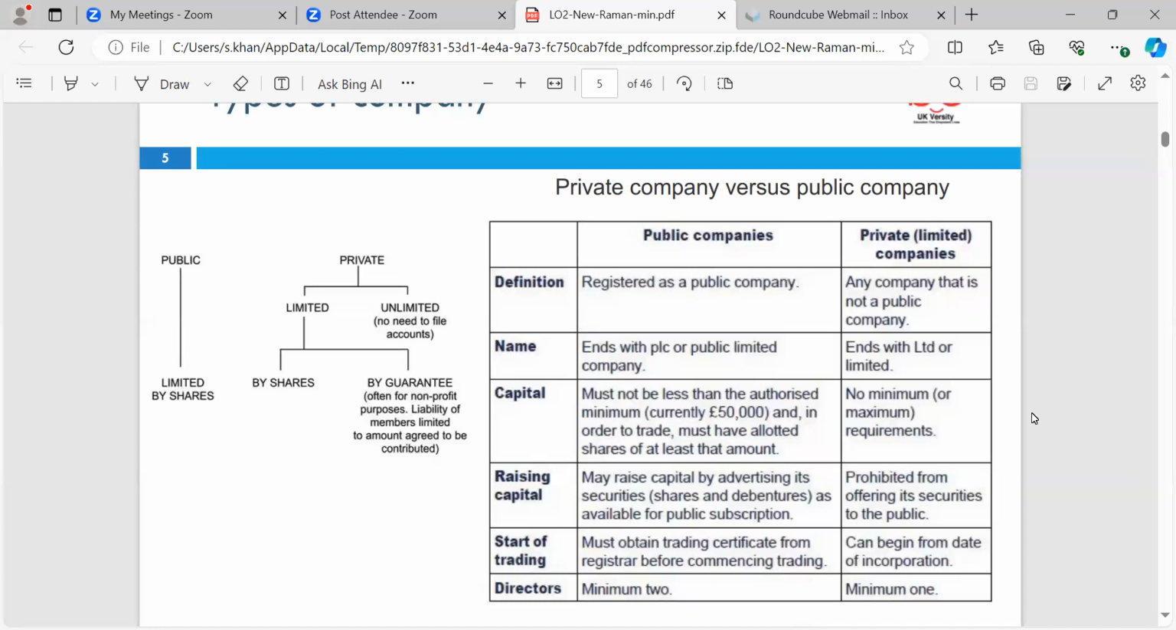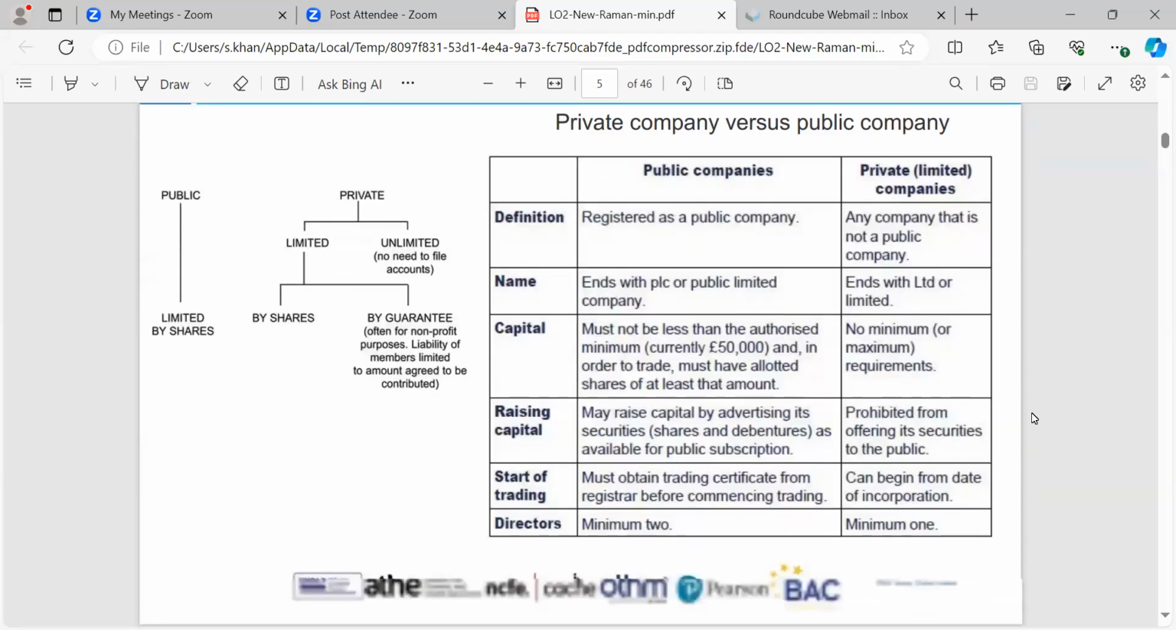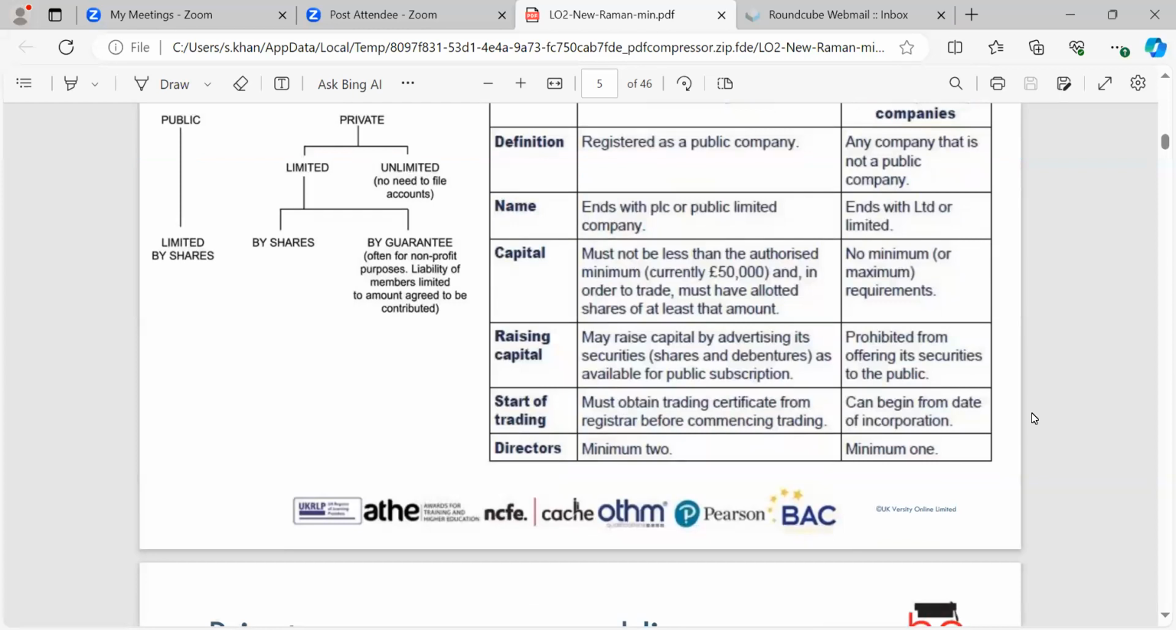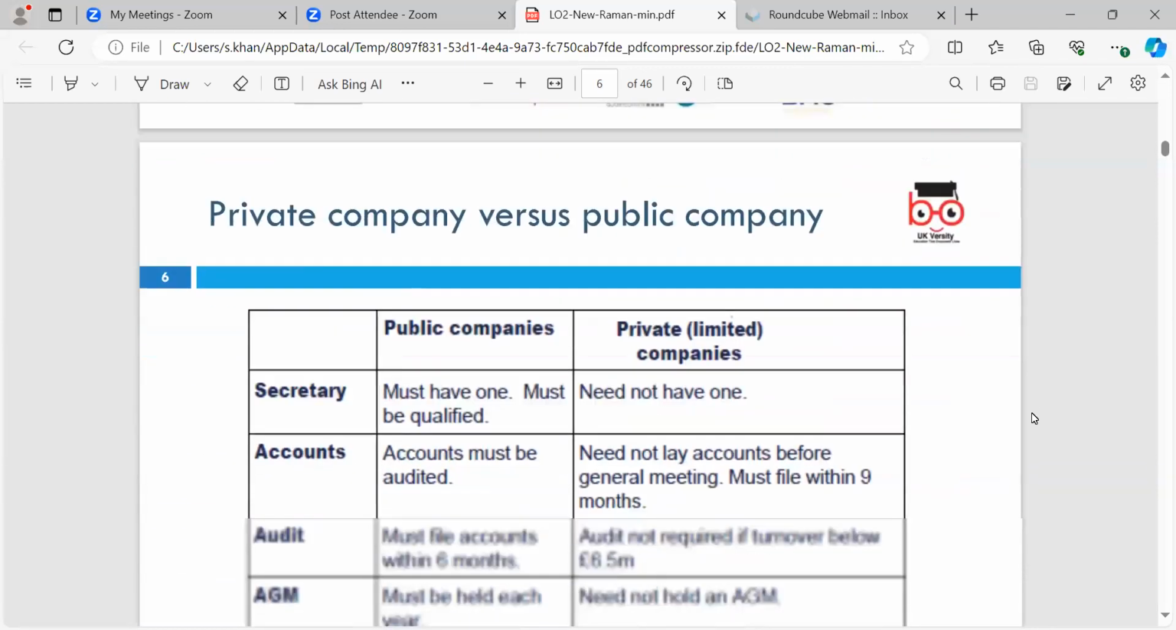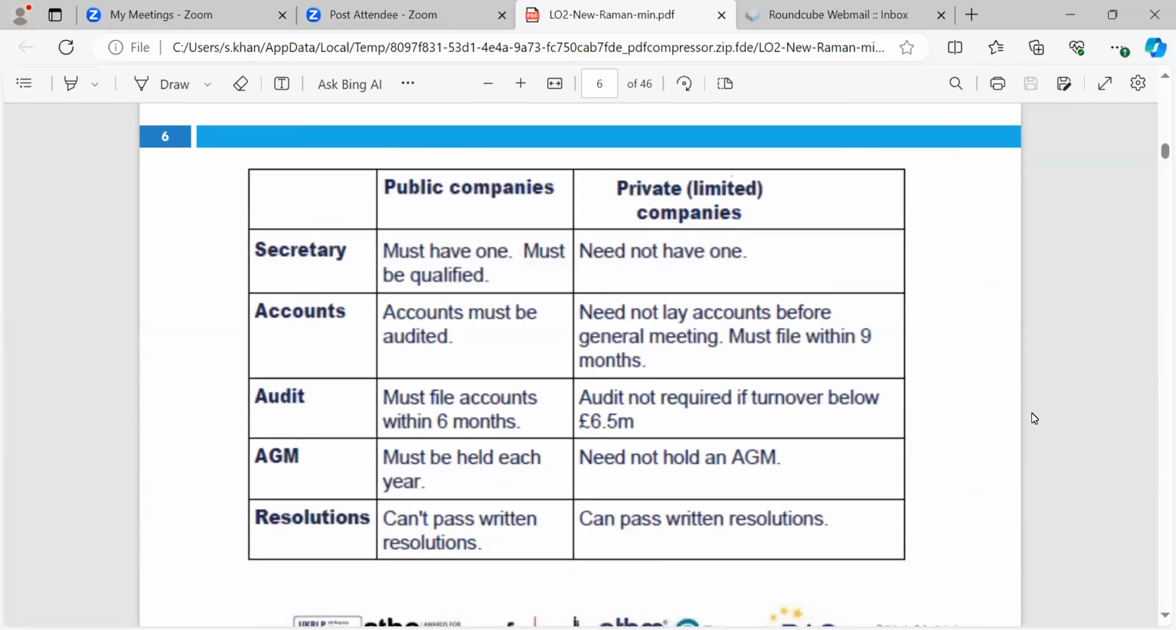Private companies are prohibited from offering their securities to the public. As for the start of trading, a public company must obtain a trading certificate from the registrar before commencing trading. A private company can begin from the date of incorporation. And for directors, a public company's minimum is 2, and for a private company, the minimum is 1. For the public company, the secretary must be 1 and must be qualified. And for a private company, they need not have one.